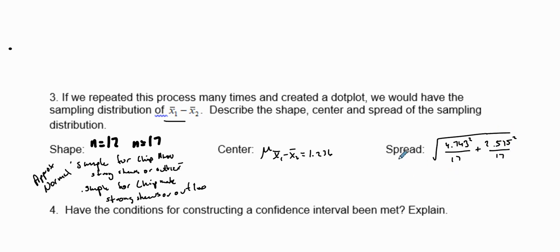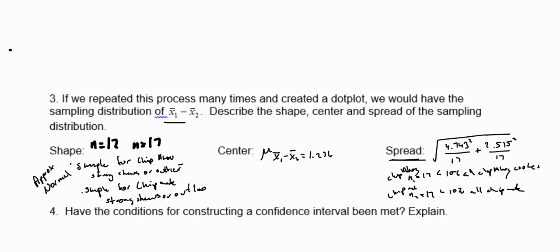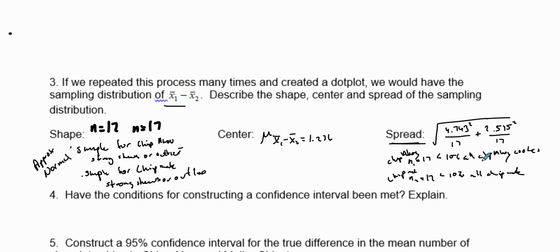And we can do this right here with the spread. I believe the 10% condition does apply because in each one of these we get an n of 17, for the Chips Ahoy and then the Chipmate. We see that 17 was definitely less than 10% of all Chips Ahoy cookies, and there's definitely less than 10% of all Chipmate cookies. And so we can use this spread, even with our standard deviation. And so there is independence in doing that.